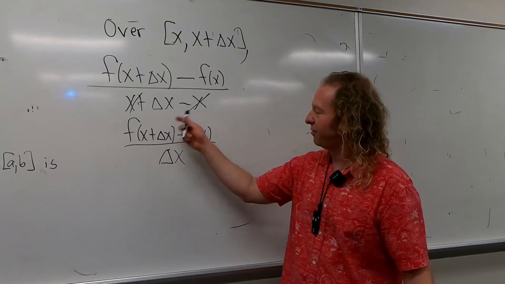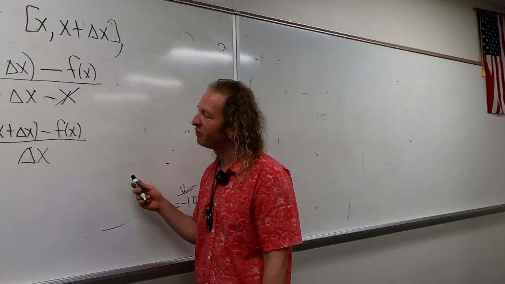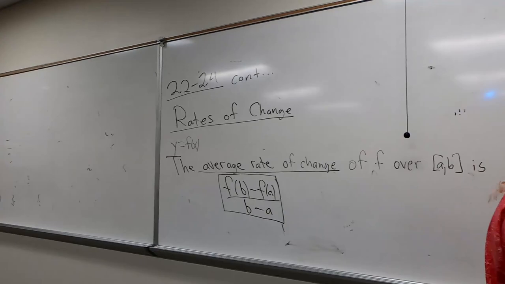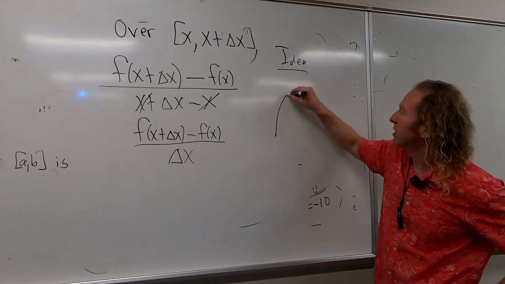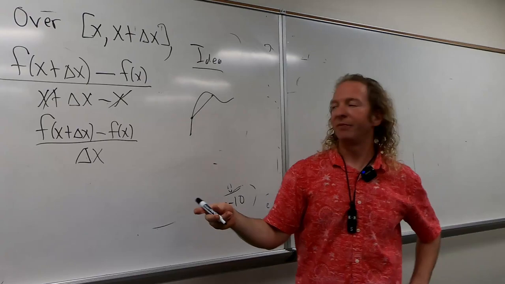So this is very familiar, right? This is the slope of the secant line. We saw this before. So the average rate of change is really just the slope of the secant line. That's all it really is. If you remember what that was, the idea was if you had a graph like this, and you have two dots and you connect them and you draw a line, that's called a secant line. This is the slope of that line. Right?